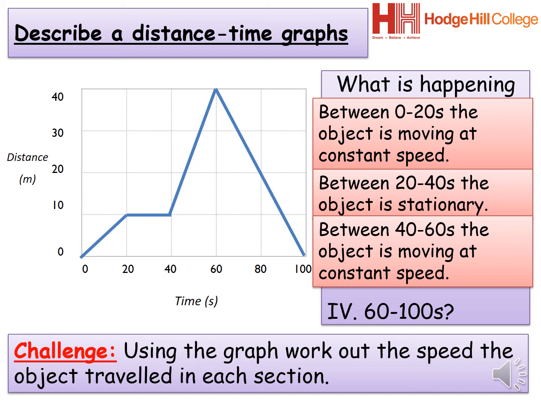And between 60 to 100, we know the object is moving at constant speed because again it is a straight line, but it's going back to the start as the distance decreases from 40 to 0 meters.